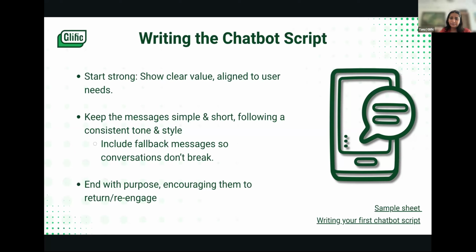Another very important thing: we are building a product which is tech based, but we are building it for real users. So it's very important that we always include all the fallback messages that are possible. We should not ideally expect that a user is going to follow the rule base that we have set in our flow.